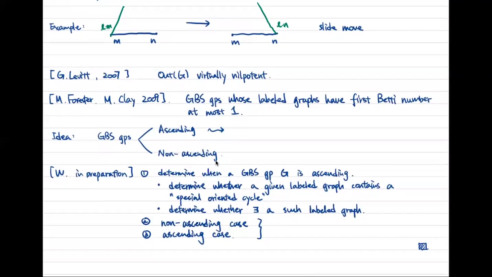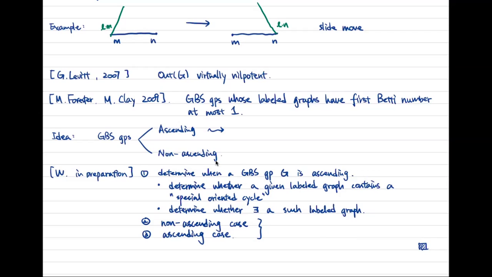And there's another result by Max Forrester and Matt Clay in 2009. They solved the isomorphism problem of GBS groups whose labeled graph has first Betti number at most 1. So this first Betti number actually means how many loops, how many cycles. It is actually the number of cycles in your labeled graph.